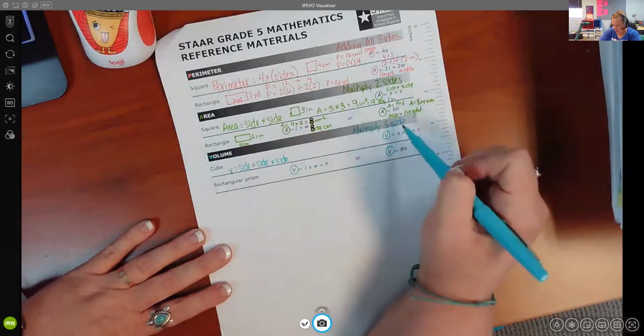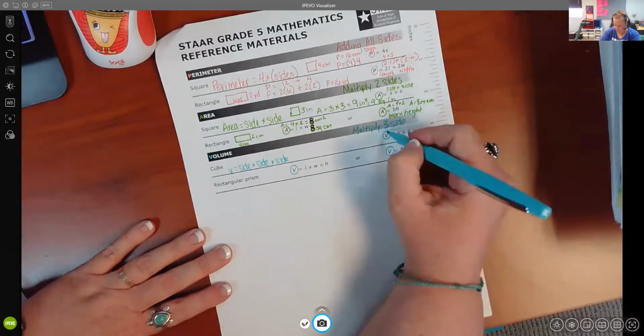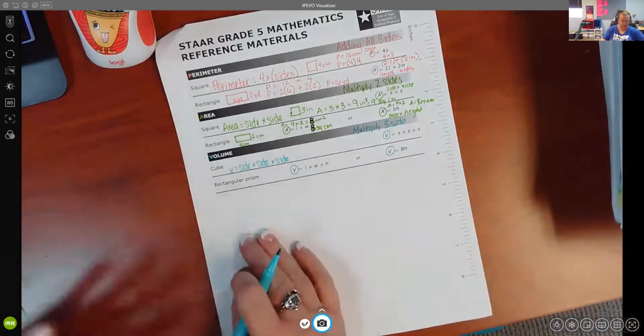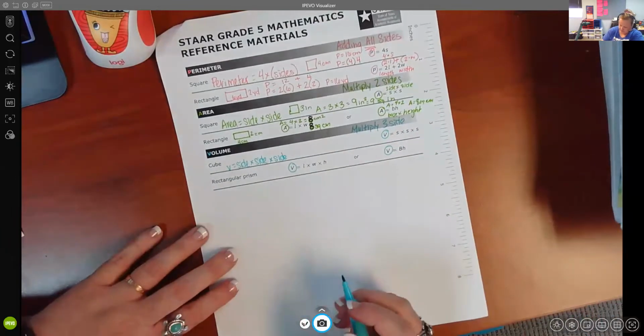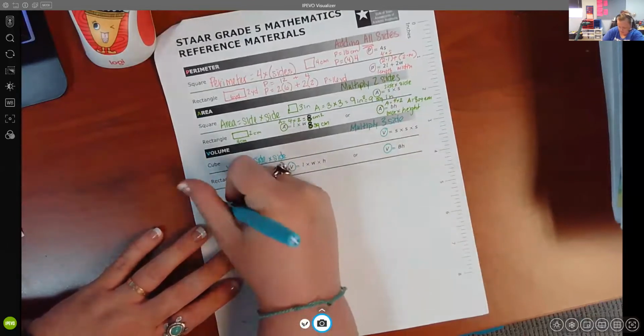Add, multiply, multiply. Add, multiply 2, multiply 3. Okay, we're going to use some of this area down here though. So first we're going to draw a cube.